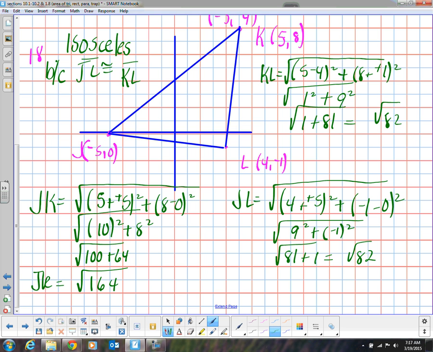Next question. Would that also make it a right triangle? They didn't ask us about right, but tell whether it's a right triangle. If it's a right triangle, where would the right angle be? At L. How do we figure out if that is a right angle? What do you need to do?